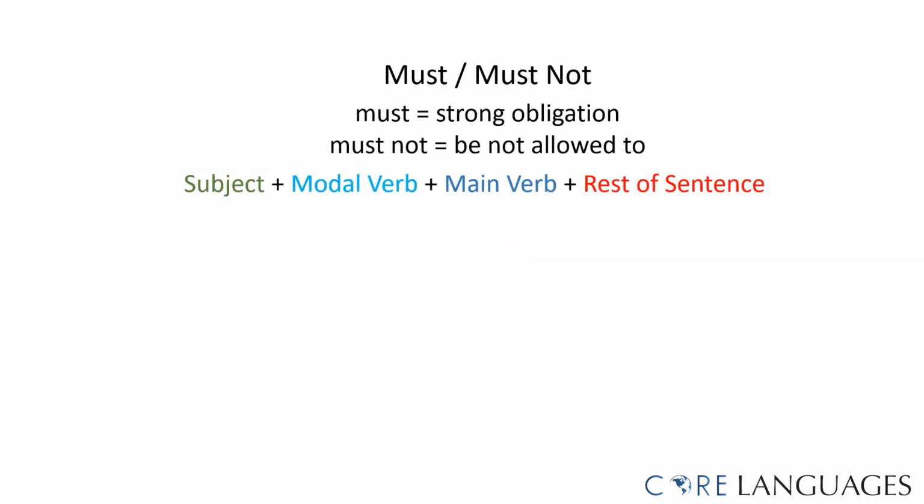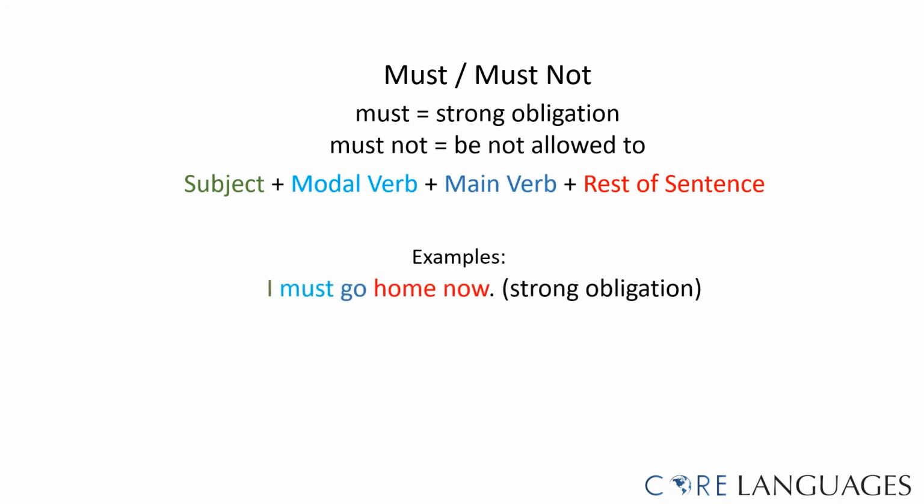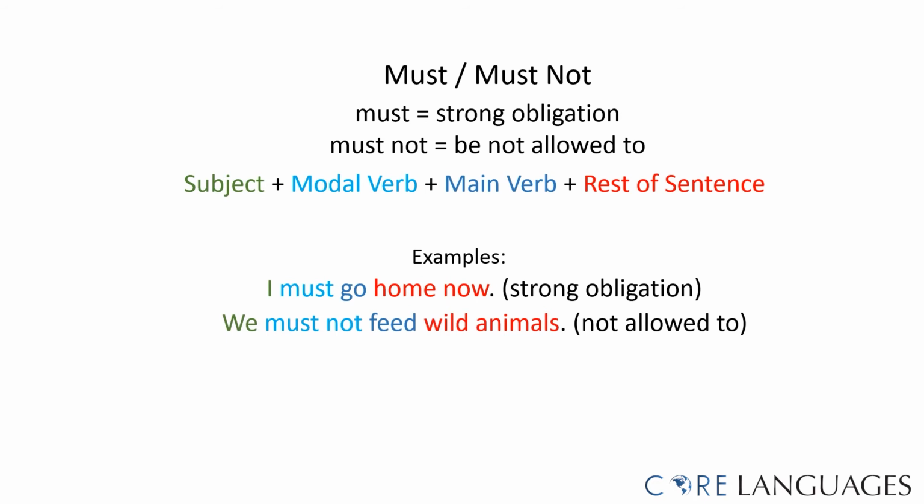The modal verb must is used to express a strong obligation. Must not is used to express when someone is not allowed to do something. For example, I must go home now. This sentence expresses a strong obligation. We must not feed wild animals. This sentence expresses that we are not allowed to feed wild animals.